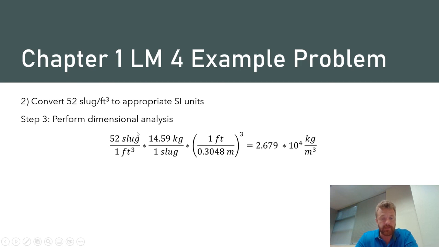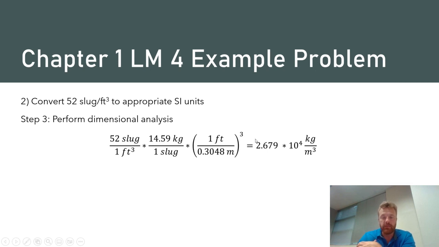I don't want slugs, so I'm going to put slug in the denominator. I'm going to use my conversion factor, 14.59 kilograms per slug. Put that in the numerator. And remember, when you do this kind of chain dimensional analysis, you can cancel units just like you would cancel common factors. One thing you want to be careful of here when you're trying to convert from cubic feet to cubic meters, remember that conversion factor, 1 foot per 0.3048 meters, the whole thing needs to be cubed. And that's going to make this 0.3 number quite a bit smaller.